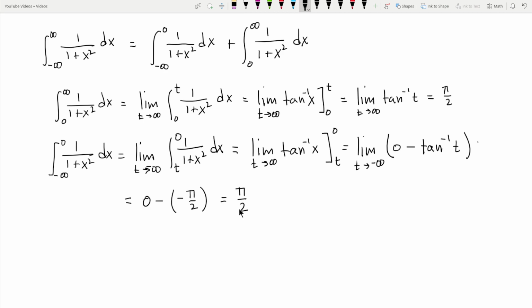Now we know that the area is the same on both sides, and even though the bounds are infinite, this is an even function, so it's behaving the way we expected. So what we're looking for is negative infinity to infinity. The first one was pi over 2. The second one was pi over 2. So this whole thing is equal to pi.